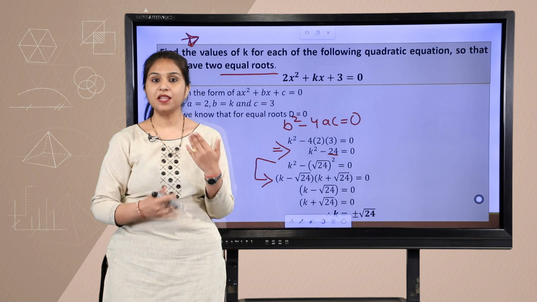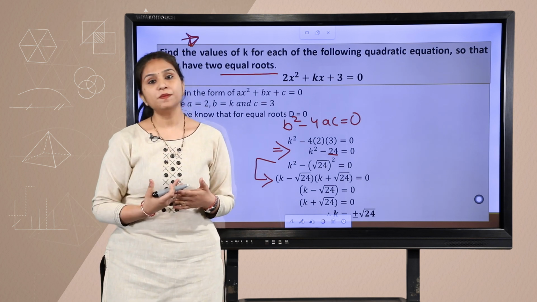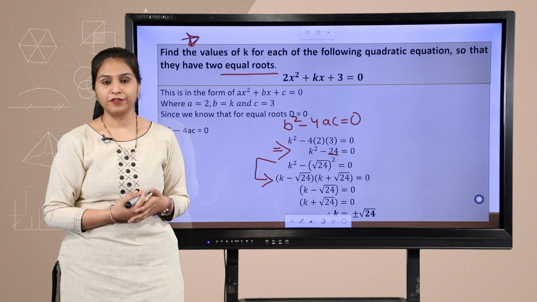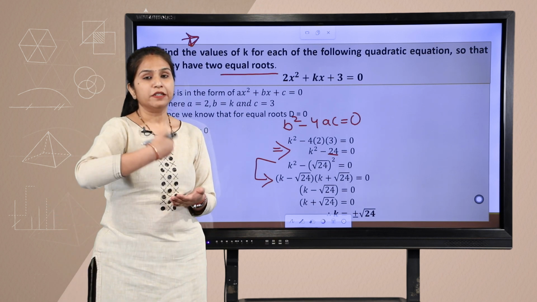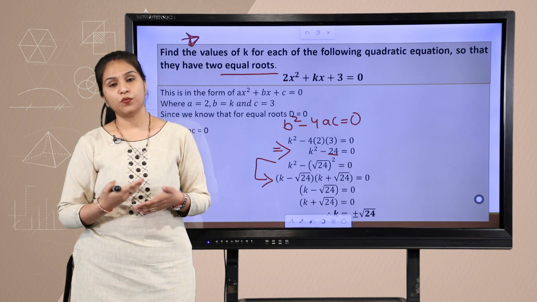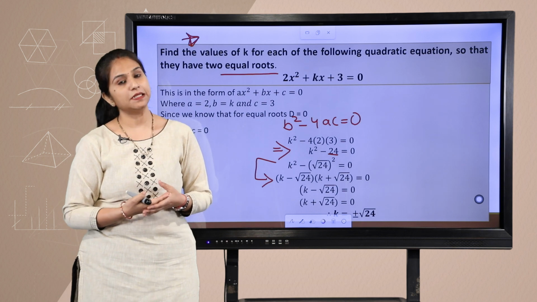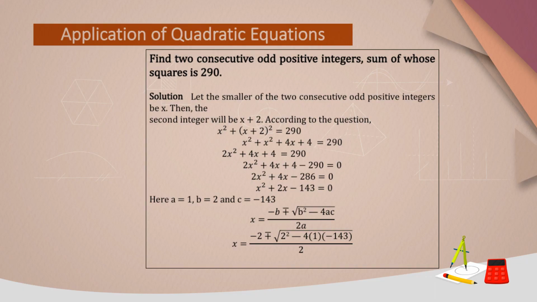Application means we will learn that when word problems are given to you, how to solve them and how to frame equations from the word problem. So here I am discussing a few examples with you. First of all, this is one of the very easy questions of your exercise. The question given to you is: find two consecutive positive odd integers, the sum of whose squares is 290.